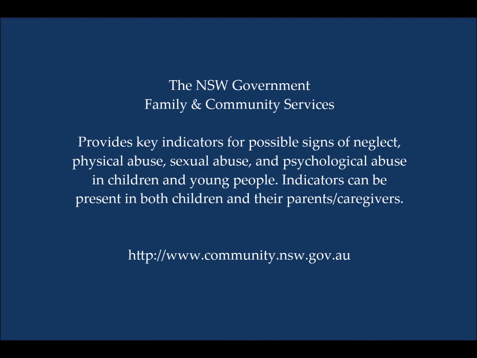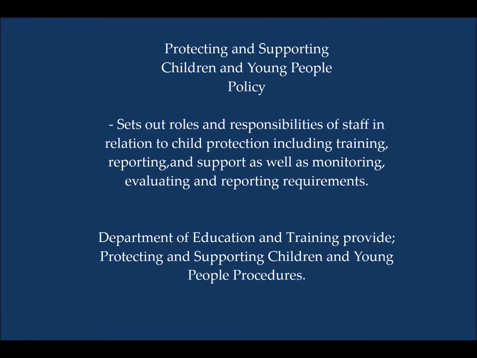So how can we identify abuse and neglect in our students? The New South Wales Government Family and Community Services provide key indicators for possible signs of neglect, physical abuse, sexual abuse, and psychological abuse in our children and young people. Some of these indications can be present in both children and their parents or caregivers. You can find this information on the website. More information is also provided in Protecting and Supporting Children and Young People Policy.